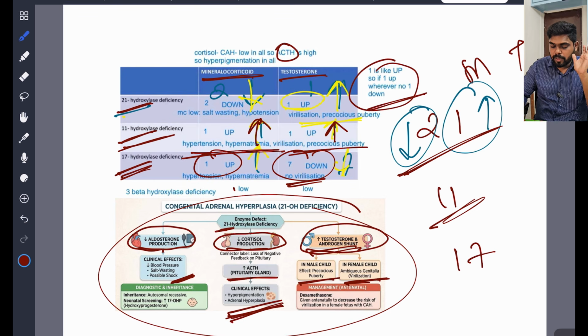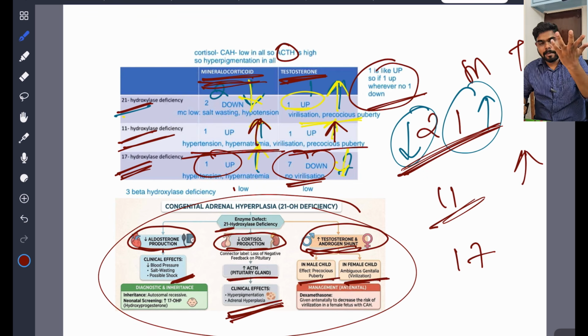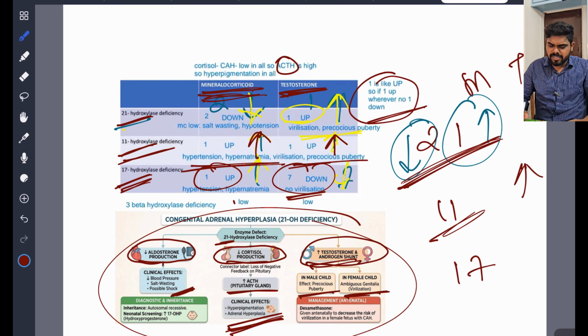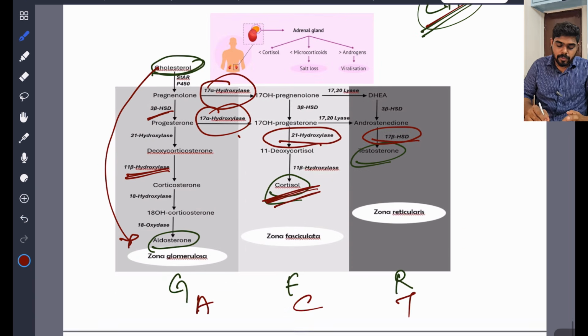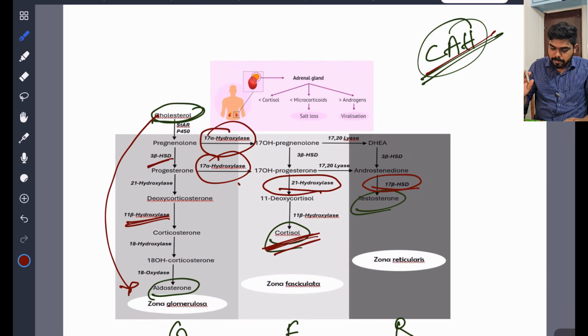You should know 2-1. Wherever it is 1 you put up, and you write mineralocorticoid followed by testosterone. You write like this: 2-1, 1-1, 1-7. Male child gets precocious puberty, female child gets ambiguous genitalia or virilization. Okay, this is a summary. This is very important, simple. This is enough. Try to learn this also, though this is not that much needed.